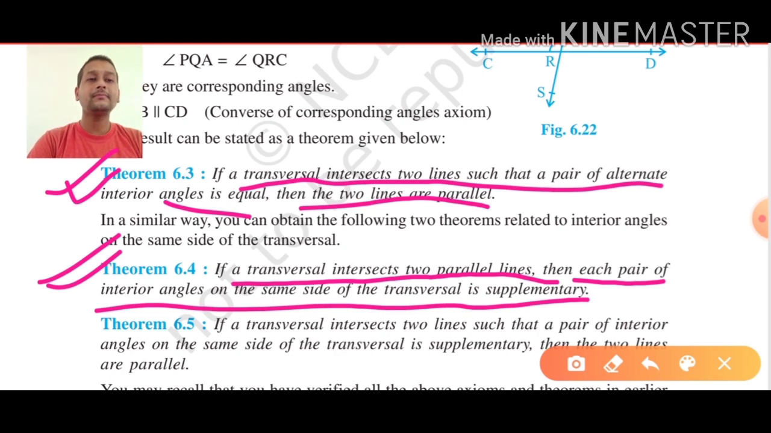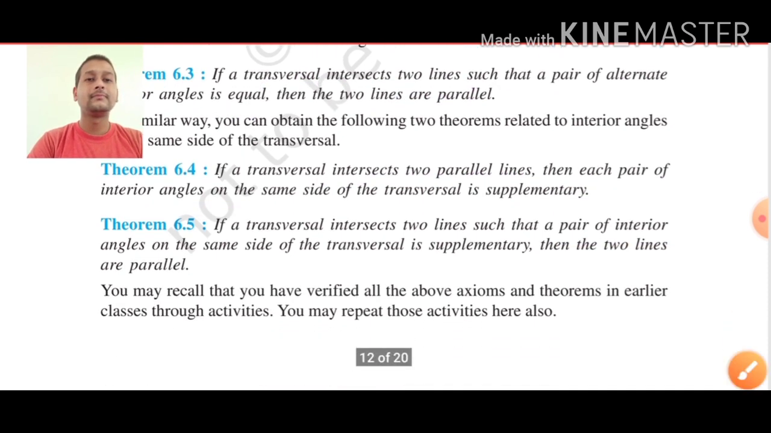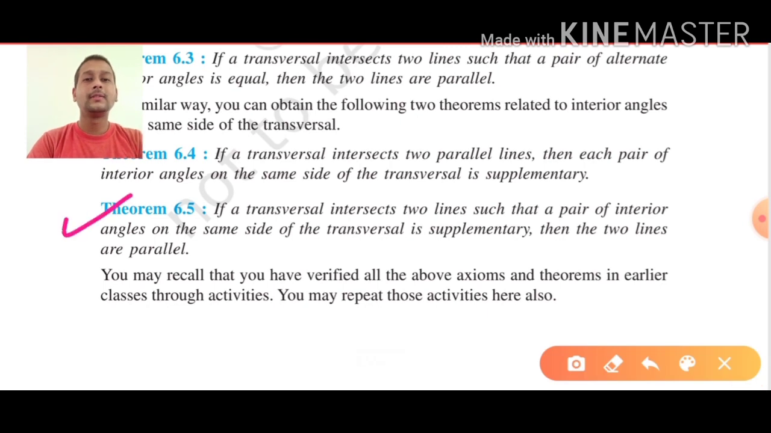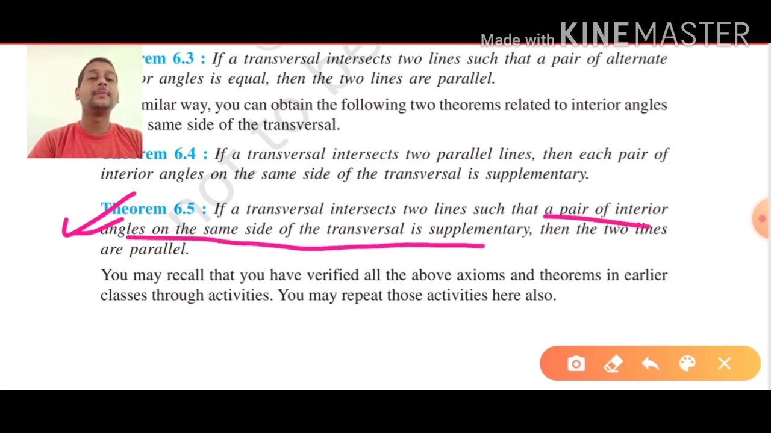Then those are parallel lines. Then again, the converse of this theorem: if we can show that the pair of interior angles on the same side of the transversal is supplementary, then the two lines are parallel. One is the converse of the other.